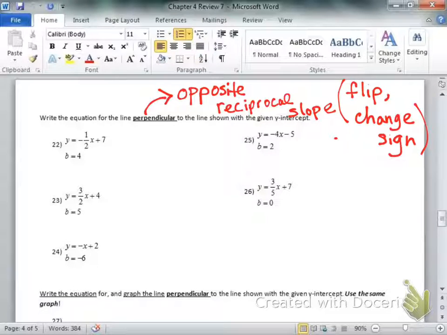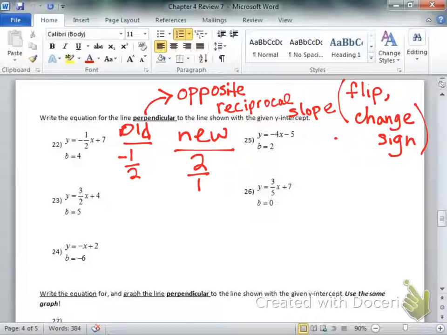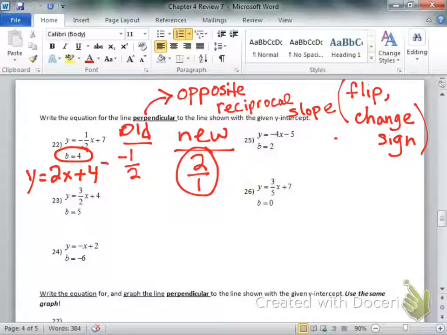So, check out number 22. I'm going to make a column for the old slope and a column for the new slope. So, what's the old slope on number 22? Negative 1 over 2. So, flip it. 2 over 1, and you change the sign. So, it was negative, now it's positive. So you're going to use this as your m and then the new b that I gave you. So this one is going to be y equals 2 over 1, which is the same thing as 2x plus 4.